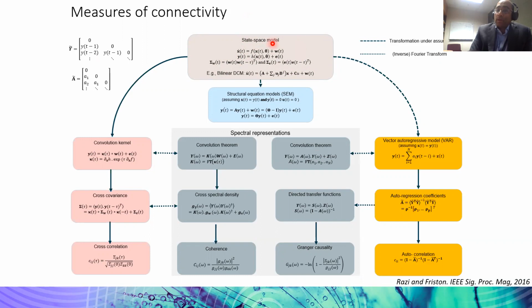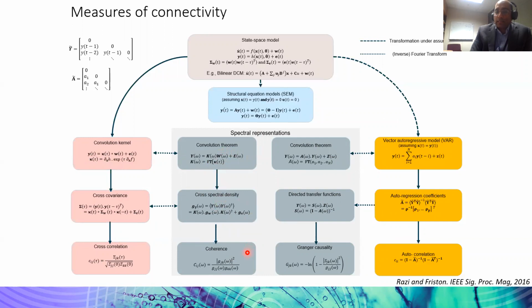What I'm trying to show here is that one can derive many different measures of connectivity that exist in the literature, and many of them you would have heard of. For example, cross-correlation functions, convolution kernels or cross-covariance functions. These can all be mathematically derived if we start with a state space model like a DCM. On the other side, Granger causality and so on. Some of them are time domain connectivity measures, and we can do Fourier transforms and then look at the spectral domain, for example spectral densities and coherence, and so on.